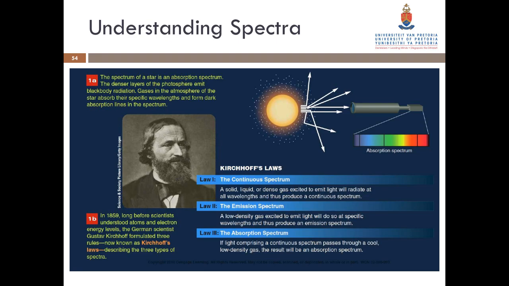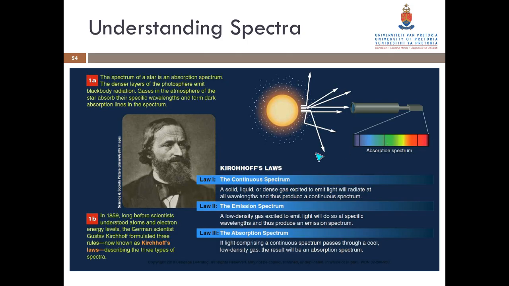So these are the three types of spectra, and this is also Kirchhoff's three laws. Before we describe the laws, if we look at an object, we will see it in one of these three different spectra. The first is a continuous spectrum. A solid, a liquid, or a dense gas excited to emit light will radiate at all wavelengths, and this produces a continuous spectrum. A continuous spectrum will be like this absorption spectrum, but with no gaps in between. That means you'll see all frequencies.